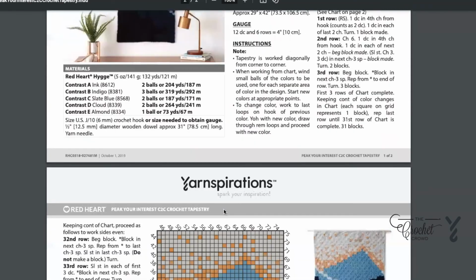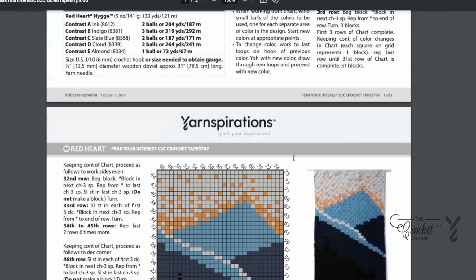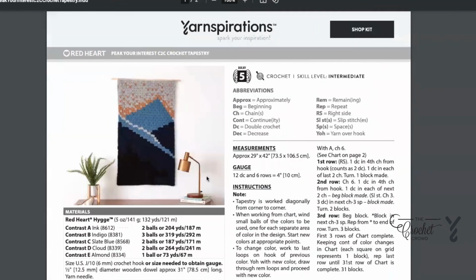So what we have here is the diagram available to you. You're going to start off in this corner and start working your way across. There's lots of sections where it's the same color going across, so it makes it a lot easier to do instead of changing the colors until you have to get to something like this where you'll be switching out the yarns in order to get that concept to go. But it's a really neat idea. I think it's just really quite artistic, and maybe something that is just waiting for your living space. And this is the Pique Your Interest C2C Crochet Tapestry.